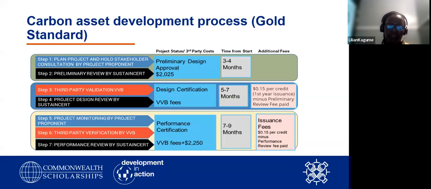the next stage is where you do a validation. So I mentioned earlier that you have to do a baseline to determine what is the baseline for your project. So you do a baseline survey, and you review a lot of publicly available peer-reviewed literature to confirm the baseline that you are setting for your project.